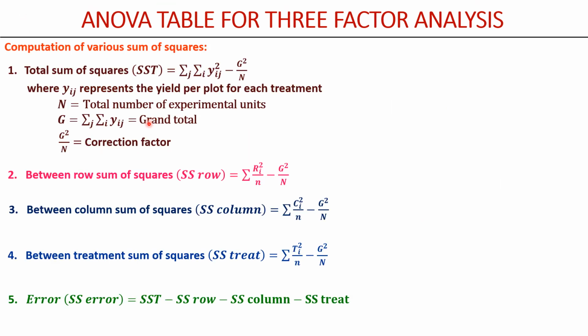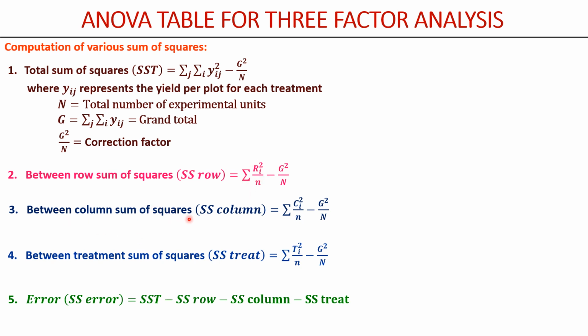Let us now decide the various sums of squares, which we know as before. The first one is the total sum of squares: double sigma the square of the yields minus the correction factor G square by n. Now we need to find the sum of squares row wise. We call it SS row. When we are talking about row wise, we take the mean yield along the rows, so it's sigma Ri square by n.